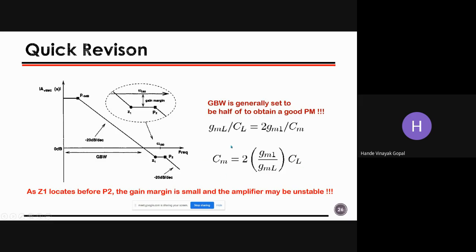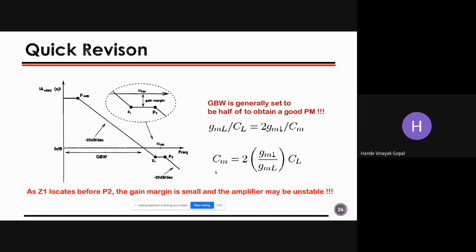Then you can select the value of CM by this equation. Generally the gain bandwidth is set to half to obtain a good phase margin, right? Meaning your GM2 by CL, that is P2, should be 2 times larger than the UGB, that is GM1 by CM. And from this equation, we get the value of CM. What CM value or Miller capacitance you need to connect, right?